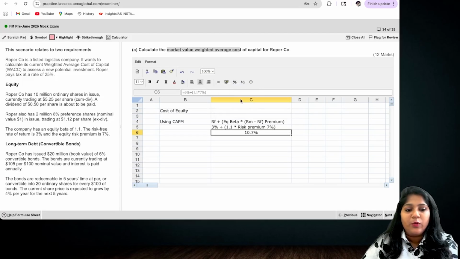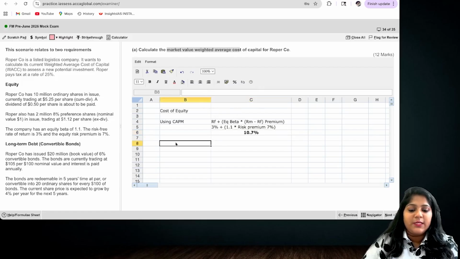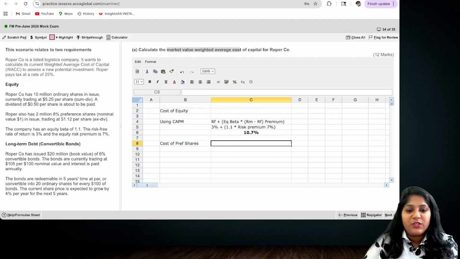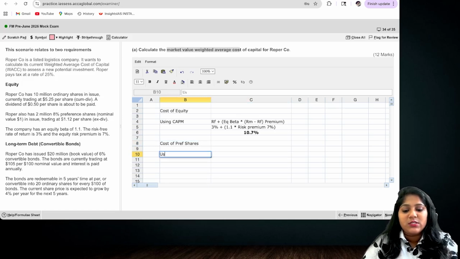Yeah, 10.7% if you have to consider. Now this is the cost of equity. Likewise, I also have to find out my cost of preference shares. What is my cost of preference shares, guys? I have to use the dividend valuation model. What is the formula? Very simple.